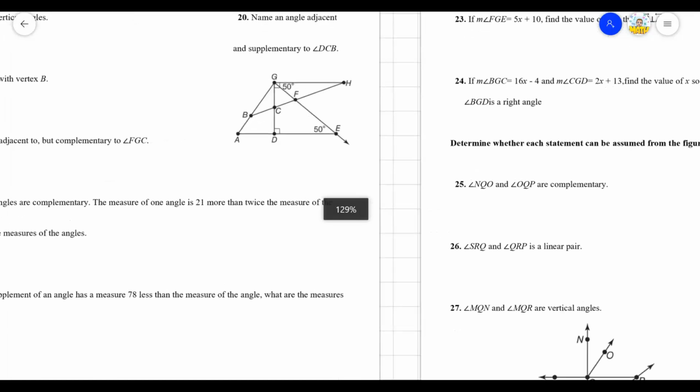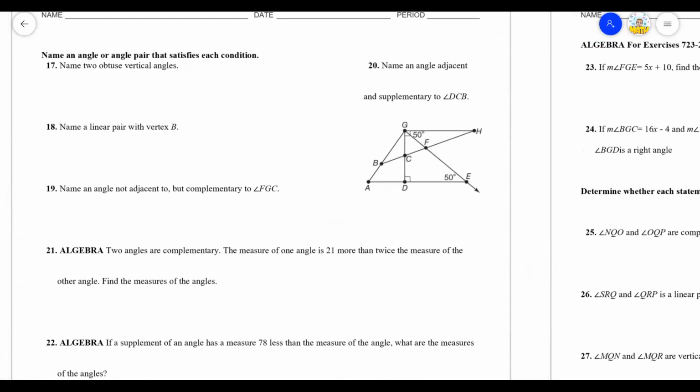Okay, so we're going to take a look at our second half of our 4145 quiz review, where we look at different types of angles and also some angle relationships. So the first question here, we're referring always to this diagram here in the beginning. We want two obtuse vertical angles.